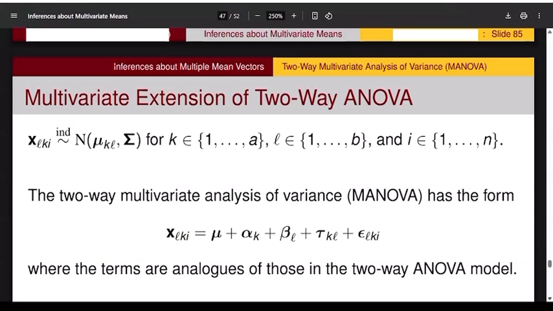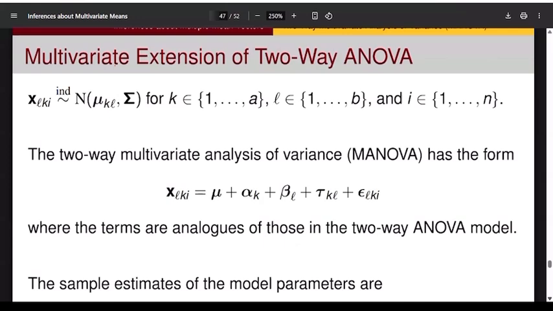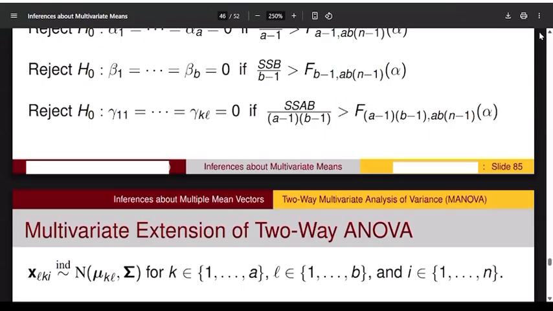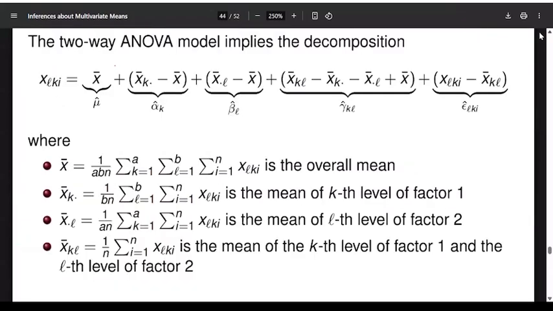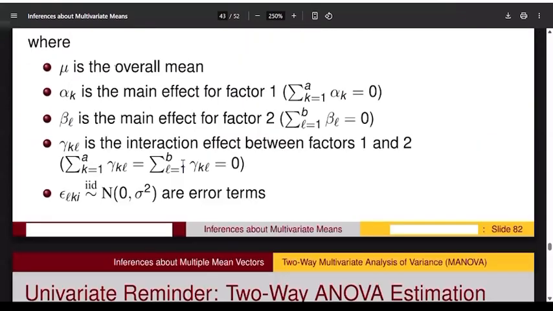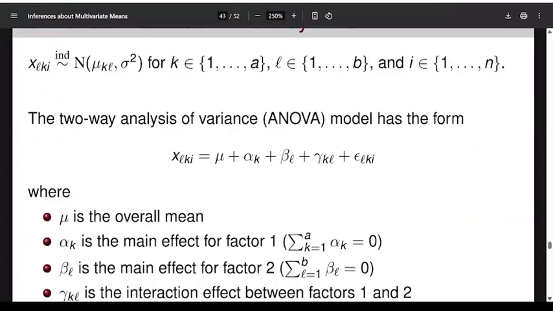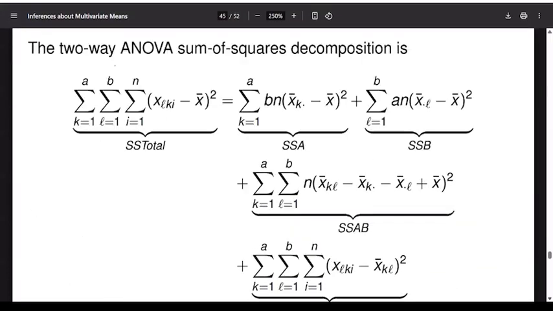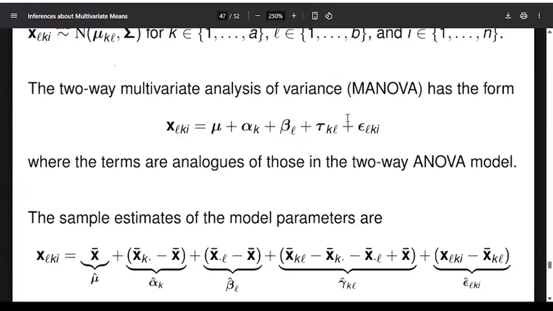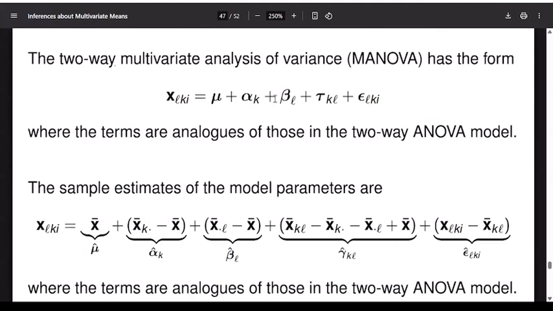Now, you know what I want to do right now? I want to extend the univariate and two-way univariate over to multivariate. But I need you to see the way I wrote the model right now. The model is now in terms of vectors. Let me show you. I'm quickly going to go back to the univariate model. Please pay attention. Take a look at the way this is written now. They're actually going to look the same, except that they are going to be vectors. And the decomposition, look at the decomposition, stays the same.